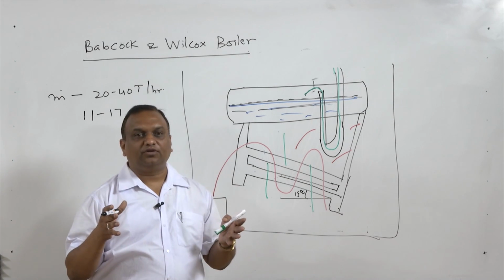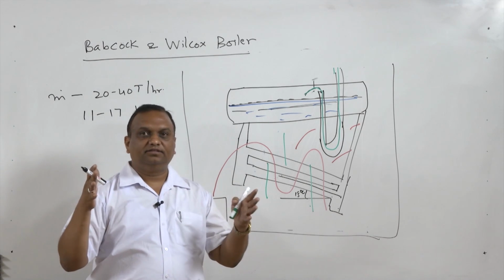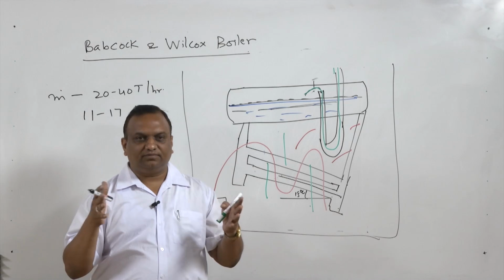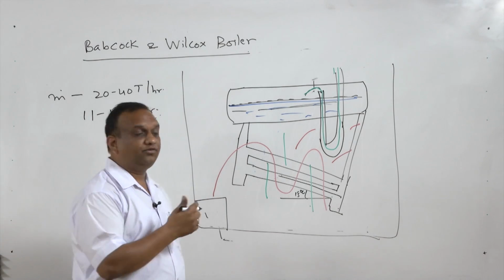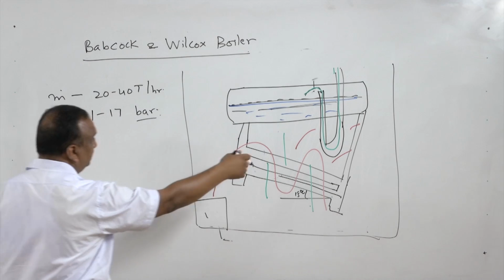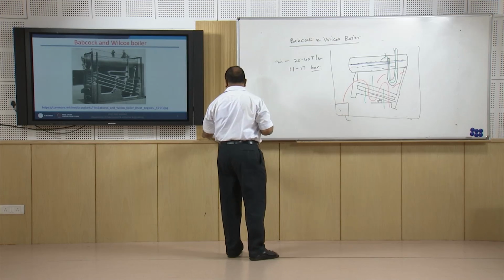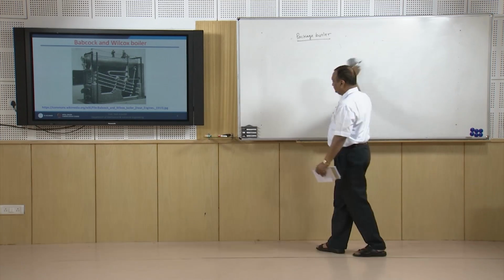What happens when the system is supported or restricted by the brickwork, right? In that case, structure related problems do come into the picture. That does not happen when the entire system is supported on iron structure. So these are the details of the Babcock and Wilcox boiler. After that, we will take up the package boiler.